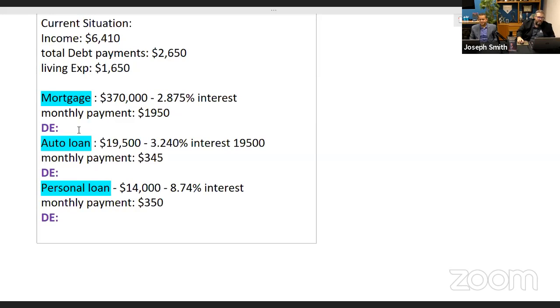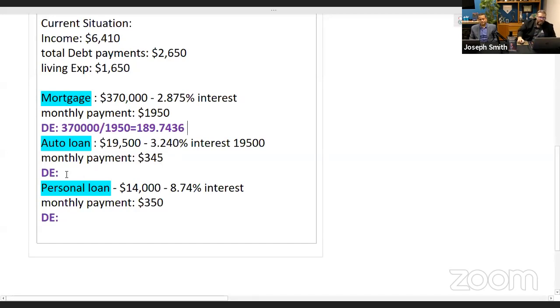So debt efficiency is when you take the total amount that's owed. So let's go ahead and say it's $370,000, and we divide that by the monthly payment of $1,950, and our debt efficiency is 189.74. That's a good interest rate on the mortgage.